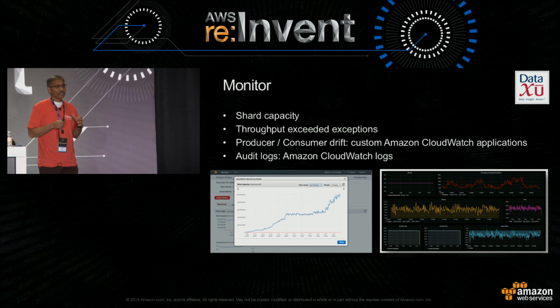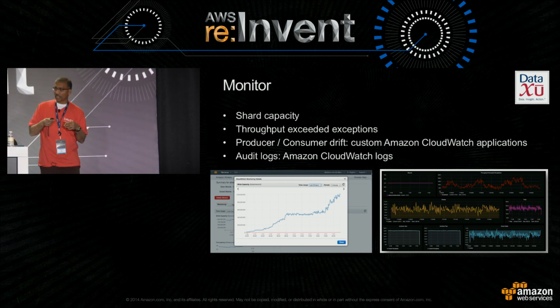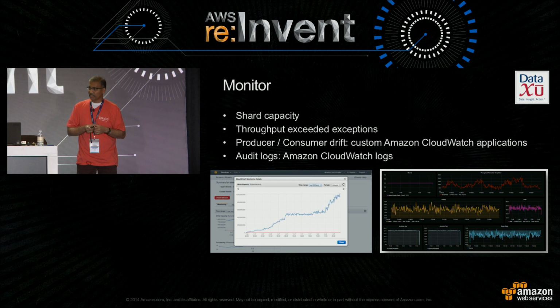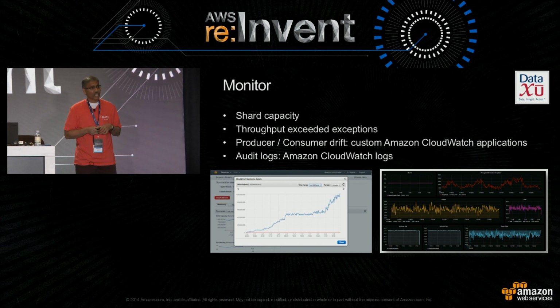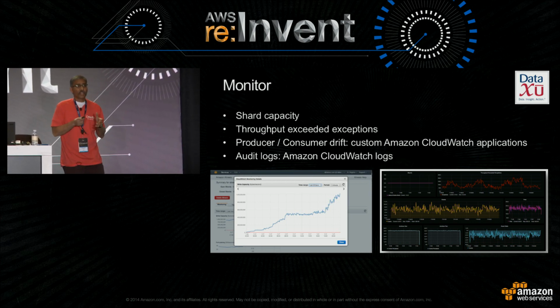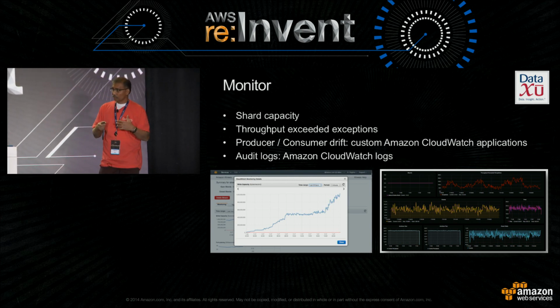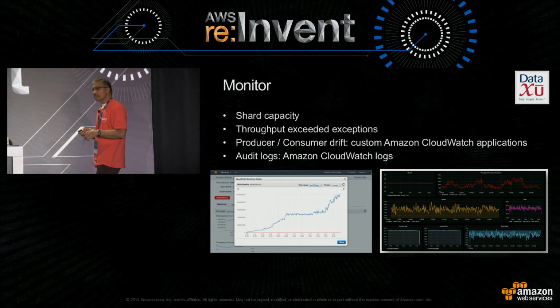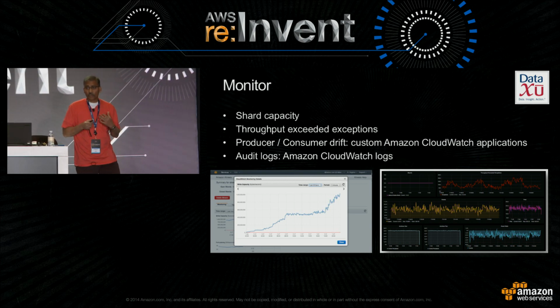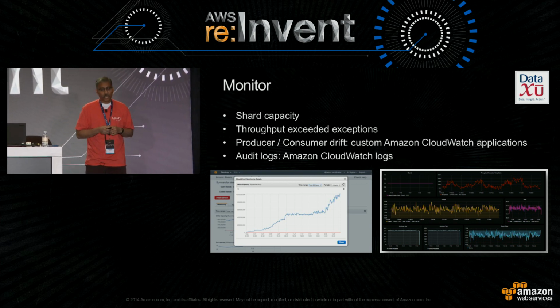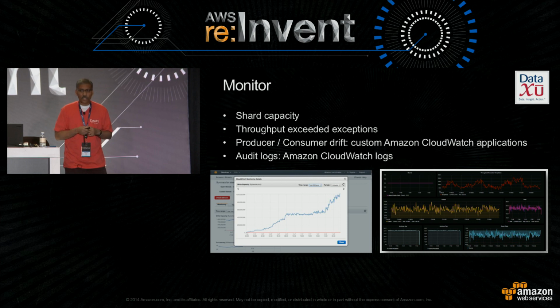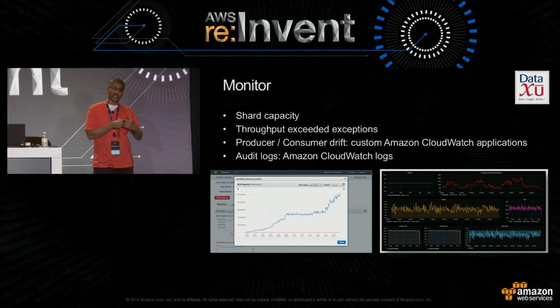Out of the box, CloudWatch and Kinesis give you a whole bunch of metrics that are very useful, things like put-get ratios, iterator age, and so on. They are built-in counters. You can use them readily. On top of that, we've augmented our own metrics, for example, throughput exceeded exceptions. Why? Because you are seeing those exceptions on the client side.